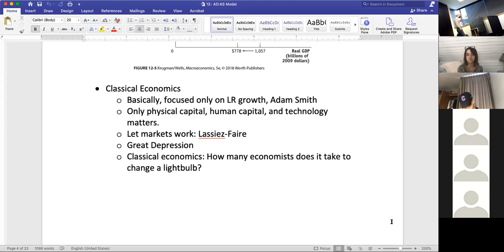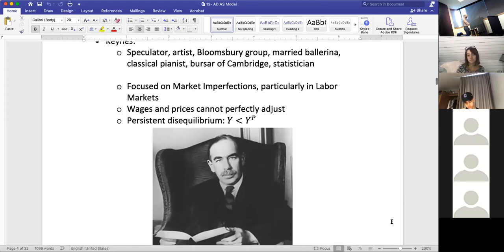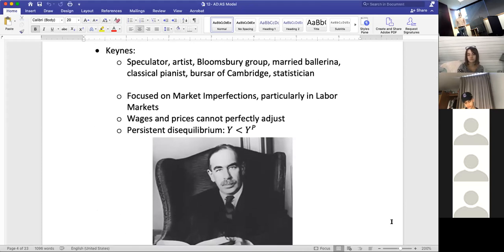And so while classical thinking really dominated economics until the 1920s, the Great Depression shook a lot of thinking about economics, and macroeconomics in particular, and really raised a lot of questions about whether this is the right way to think about the economy. So then along came this guy by the name of John Maynard Keynes. Here's a little picture of him. Keynes is really the founder of the second school of thought, Keynesian economics.